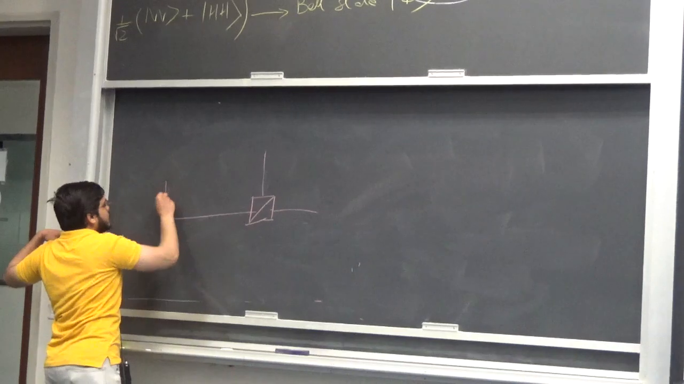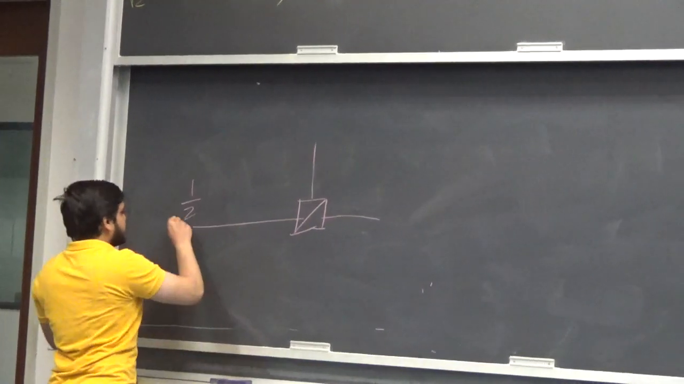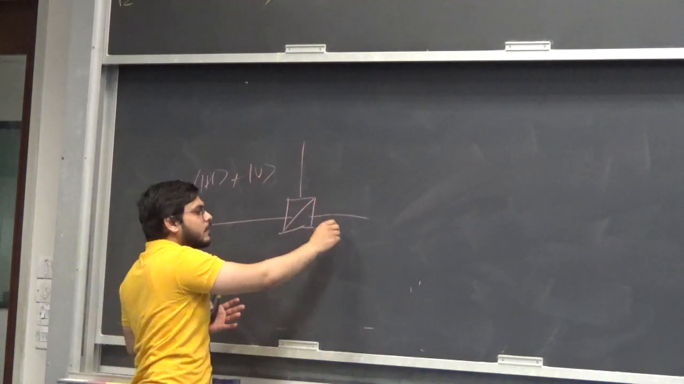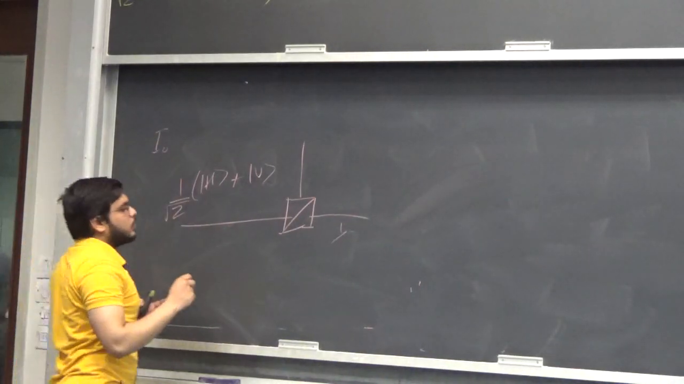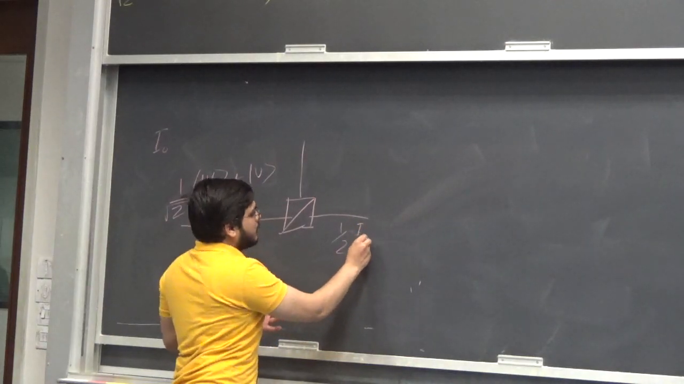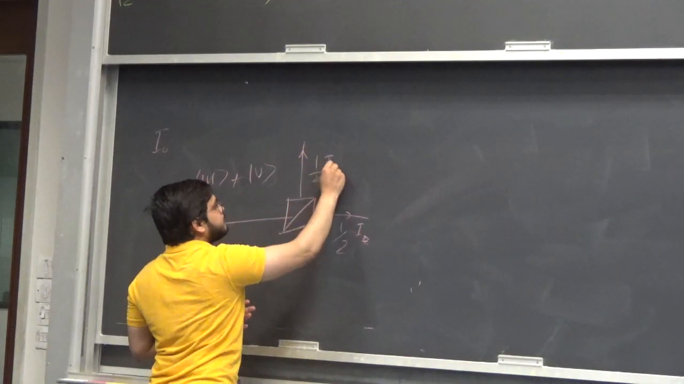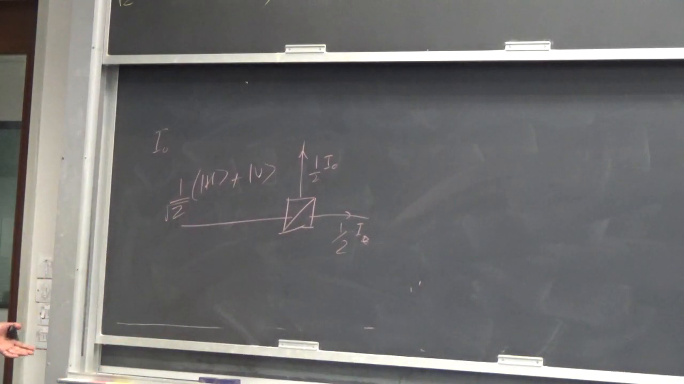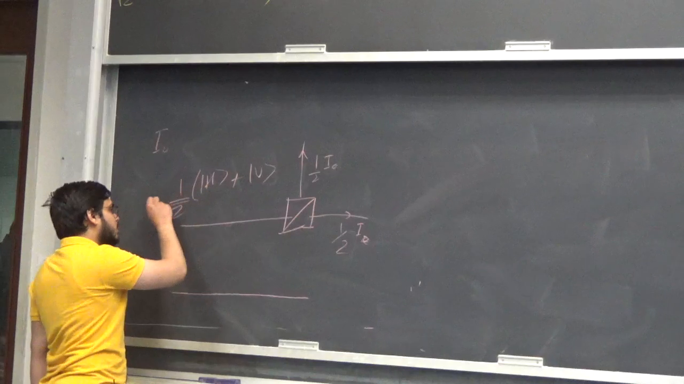So if I had a state of half H plus V, we saw that half of it goes to each arm. If the input intensity was I naught, the intensity in this arm will be half I naught, and the intensity in this arm will be half I naught as well. Agreed? So here we were talking about intensity. But what if I have a single photon coming in with the same input polarization?